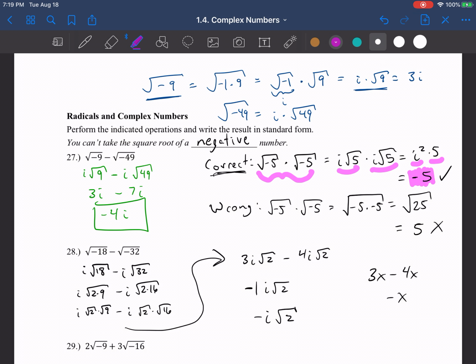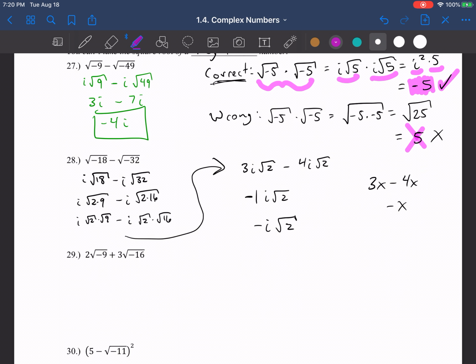Be careful. Don't do this down here. This is wrong. Don't say square root of negative 5 times square root of negative 5 is square root of negative 5 times negative 5, which gives you square root of 25, which gives you 5. That's wrong. Be careful that you don't do that. You're going to want to turn it into a complex number before you actually do any combining or multiplying of the numbers. So be careful of that. This is the correct answer. That's the wrong answer.